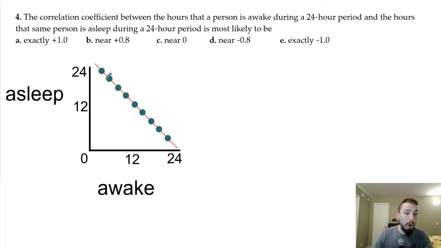So it's going to be a perfect correlation. It's kind of like a natural law or something like that. And it's going to be negative. So it's a trade-off. As one goes up, the other one goes down. So that's going to be exactly -1.